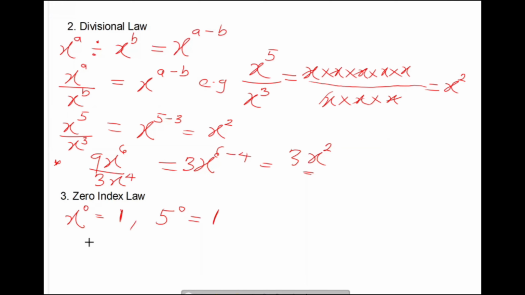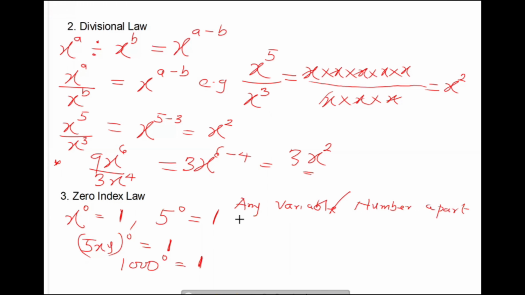If I combine number and variable together, if I say 5xy, and everything here is raised to the power of 0, everything will still give me 1. If we say 1000 raised to the power of 0, it will still be 1. So don't forget, when we say variable, variable means a letter, an alphabet. In mathematics, we call it variable, like x, y, p, q. Any variable, or I say number, apart from zero itself.